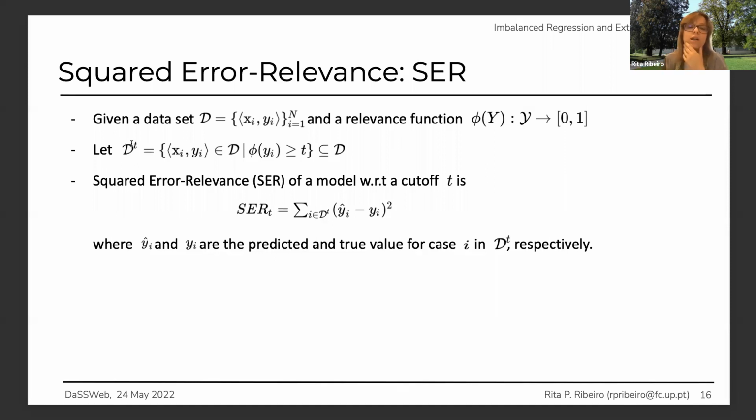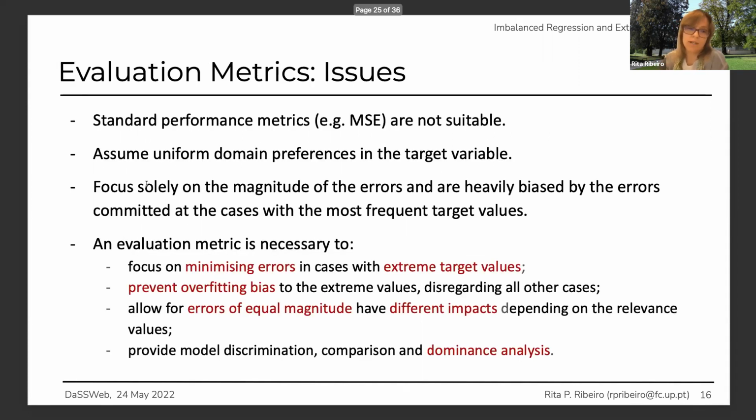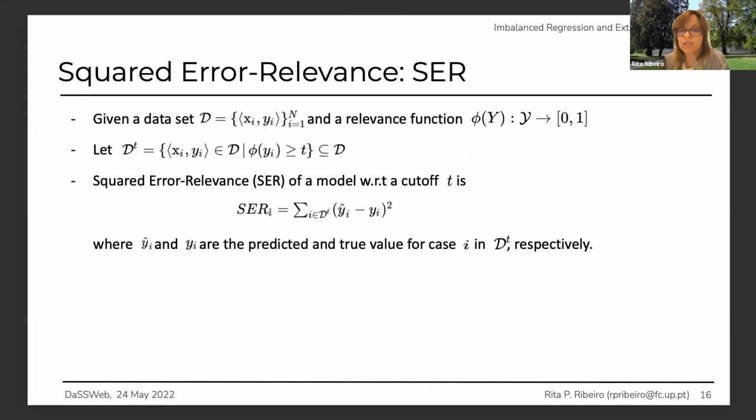So basically, D0 would be all the values in the domain, because all the values have a relevance equal to or higher than 0. And D1 would be all the values that are considered outliers by the adjusted box plot. So they are subsets of the whole data set. And we define the sum of the squared errors for those sub-data sets. So the squared error relevance for a given threshold t would be the sum of the squared errors for all the points that fall in that sub-data set, okay?